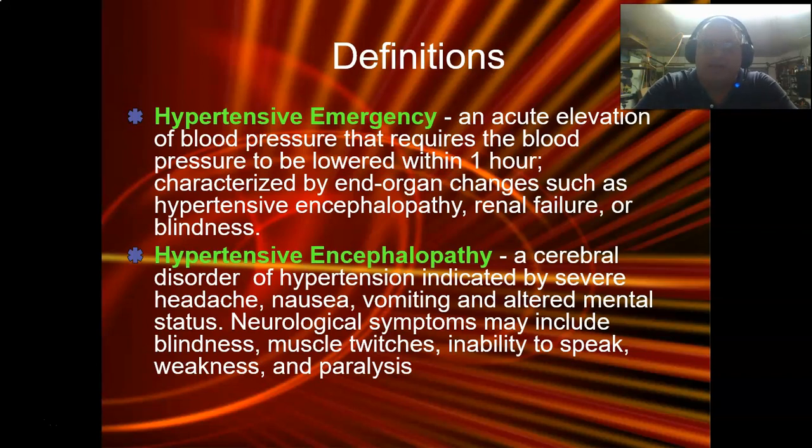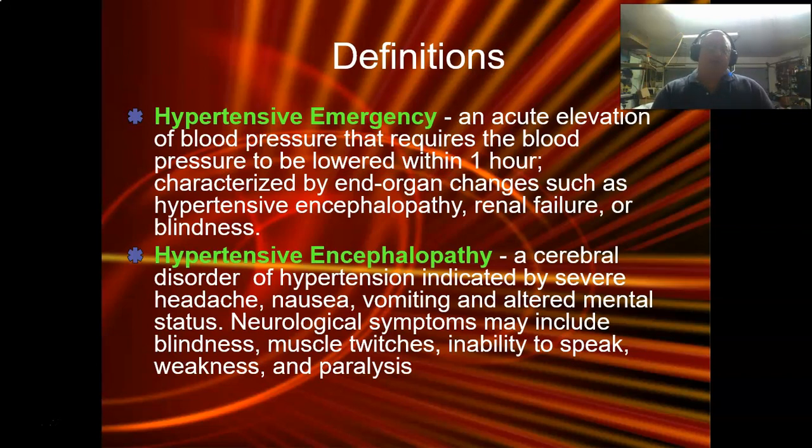It can cause problems like hypertensive encephalopathy, renal failure, or even blindness. But what is hypertensive encephalopathy? That's a cerebral disorder with headaches, nausea, and vomiting. It increases the intracranial pressure because so much blood is being forced up into the brain due to the cardiovascular problem. Neurological symptoms might be blindness, muscle twitches, actually kind of like stroke-type symptoms. And in a weird sort of way, yes, it actually is that.